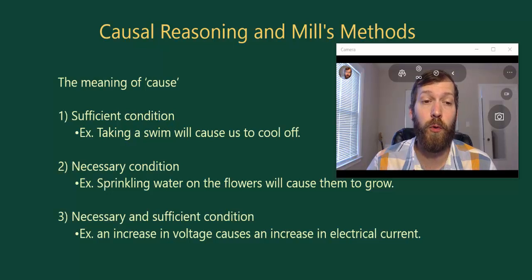And before we get to those methods, we should talk about the word cause and how it's used in English. The word cause is actually ambiguous in English, and there's 3 different senses in which we can mean the word cause. We can mean sufficient conditions. So for instance, if I say taking a swim will cause us to cool off, what I'm saying is that's sufficient, that suffices for us to cool off. If you swim, you're going to cool off.